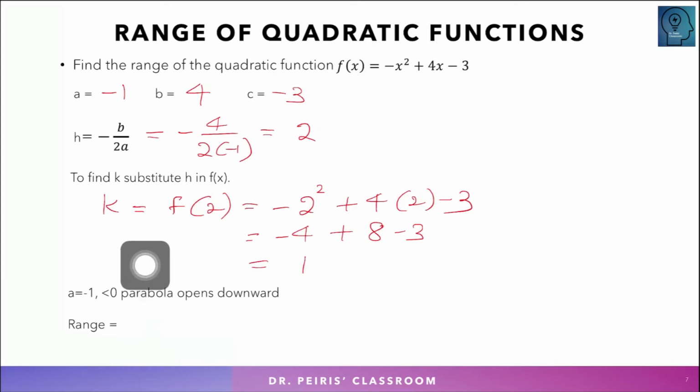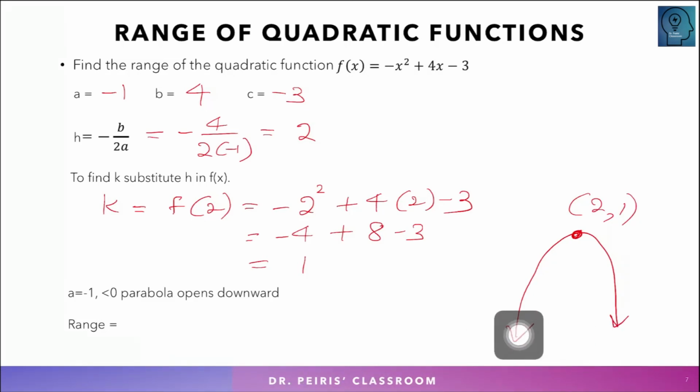Now in this case, the value of the a is negative. A equals -1, which is less than 0. So the parabola opens downward, and the vertex is at 2 comma 1. So which means the range is -infinity to 1, which is the y coordinate. So the range is -infinity to 1. This is the range of this quadratic function.